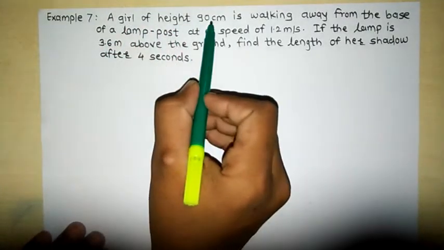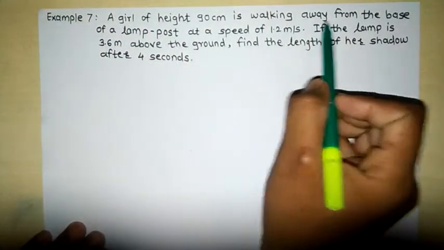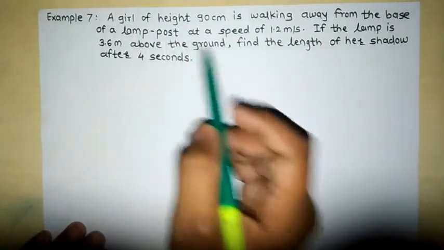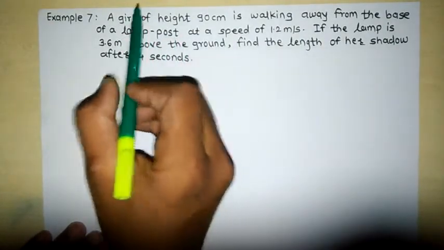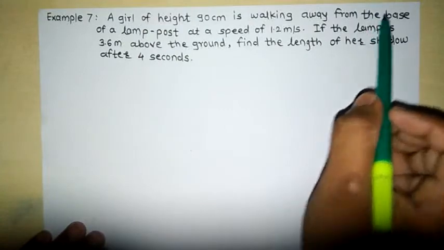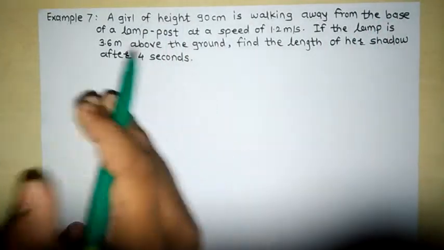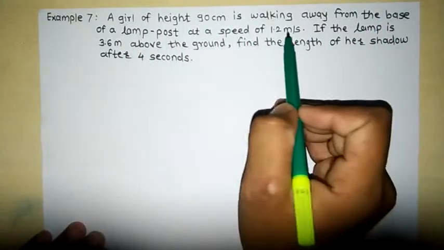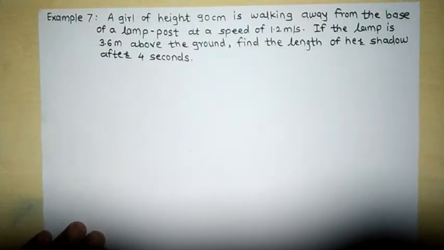A girl of height 90 centimeter is walking away from the base of a lamp post. There is a lamp post and one girl. The girl is walking from the base of the lamp post at a speed of 1.2 meter per second. What is her speed? 1.2 meter per second.